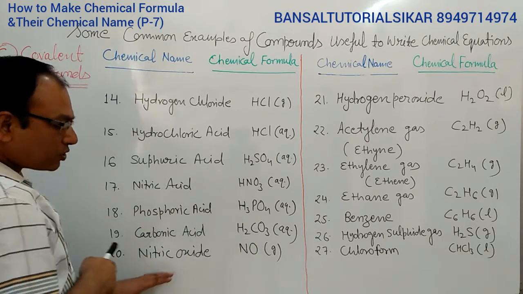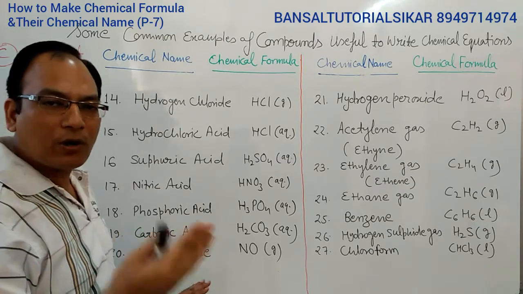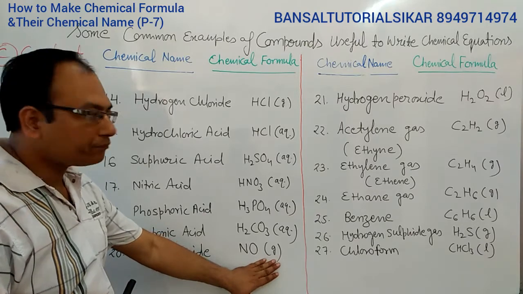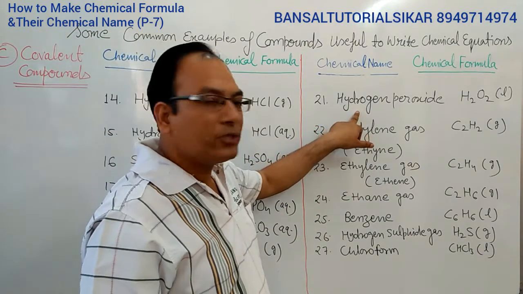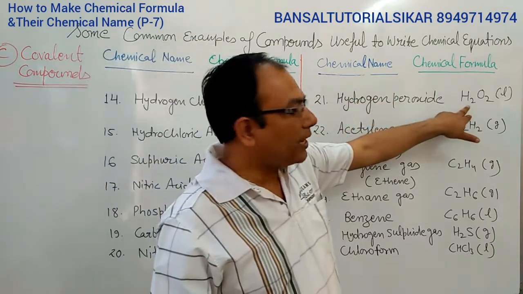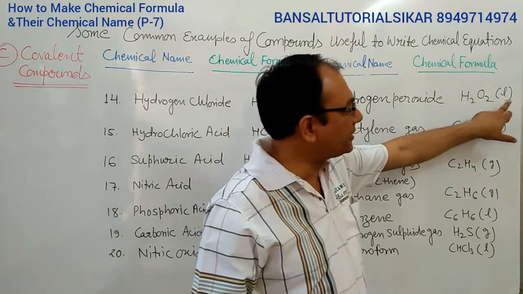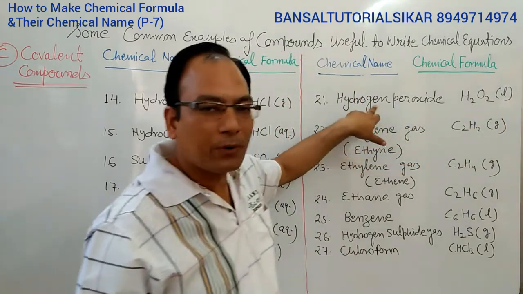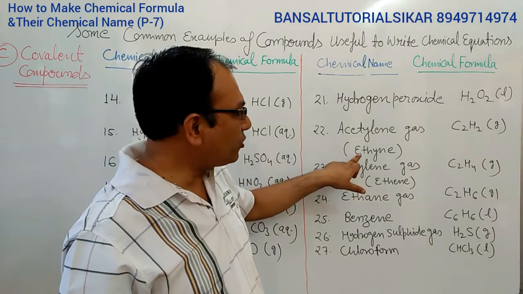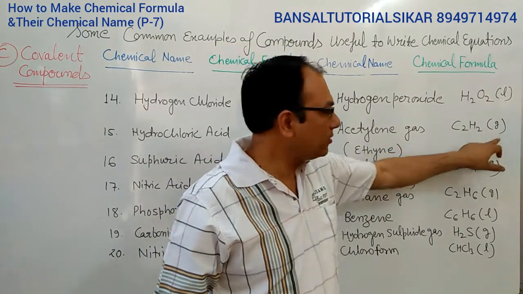This is nitric oxide, NO, and NO2 is nitrogen dioxide. So nitric oxide is NO, it is gas. This is hydrogen peroxide. It is similar to water, looks like water, but the formula is different. Formula is H2O2. It is liquid at room temperature. This is acetylene gas. In IUPAC it is known as ethyne. The formula is C2H2 and it is gas.